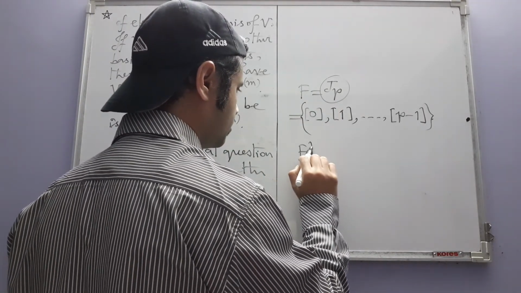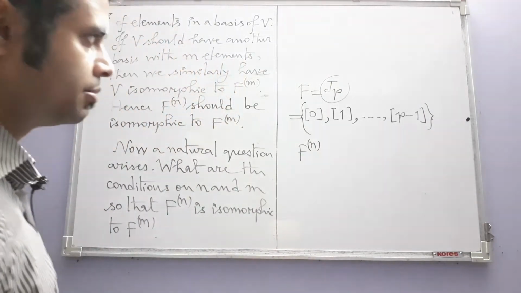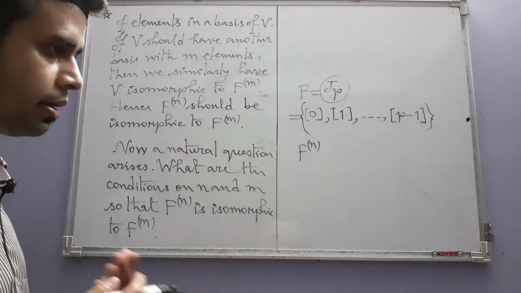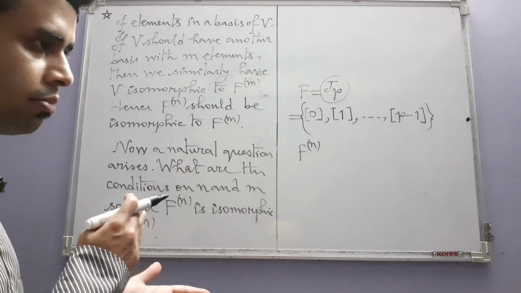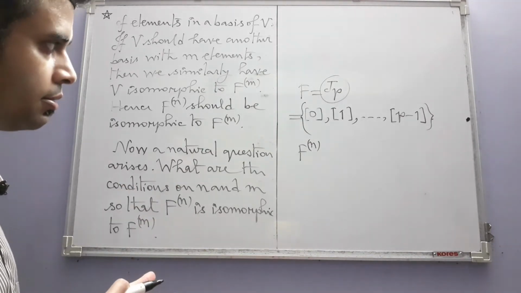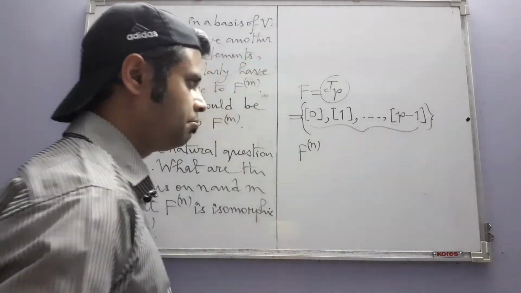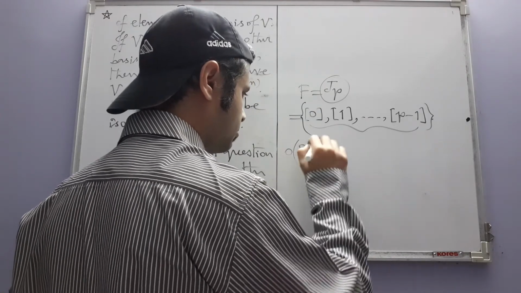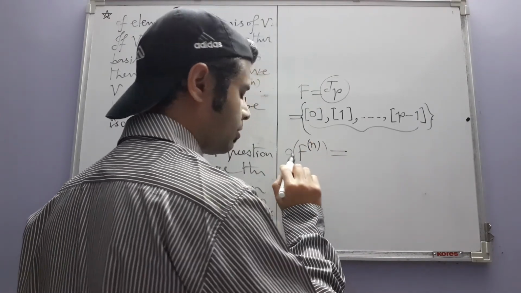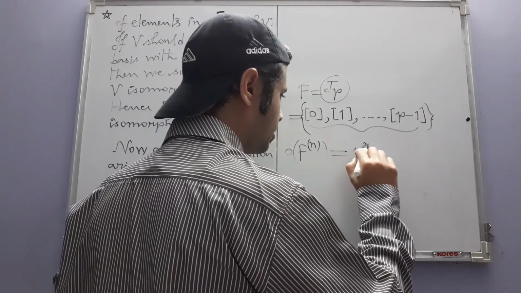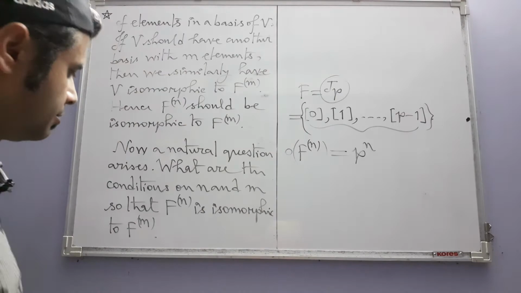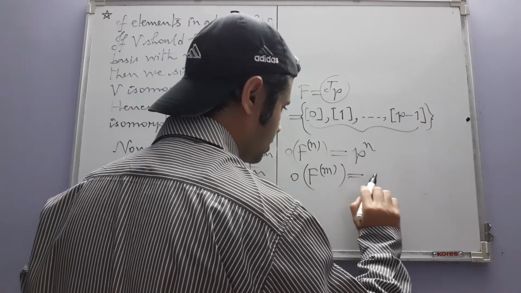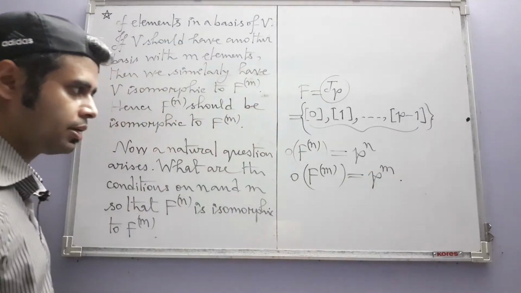Then F^n has how many elements? Because in F^n the elements are n-tuples, and in an n-tuple there are n components. In place of each of such n components, we can have these p possibilities. So in total, the number of n-tuples here, or the number of elements in this set, will be p to the power n. Just like that, what about this one? The number of elements here should be p to the power m.